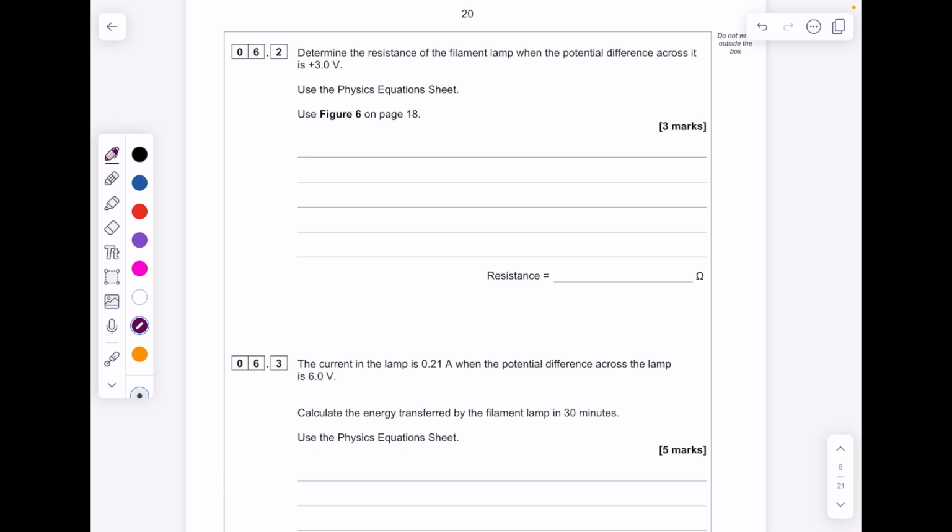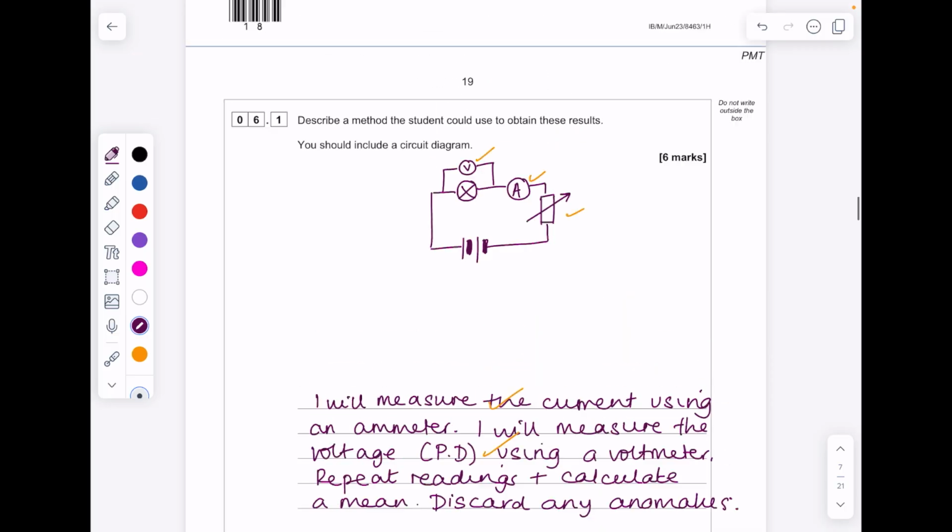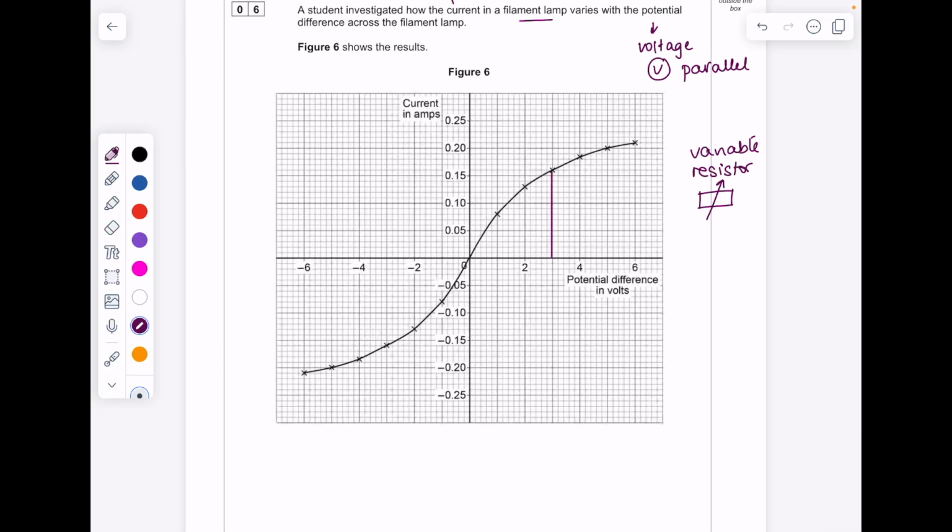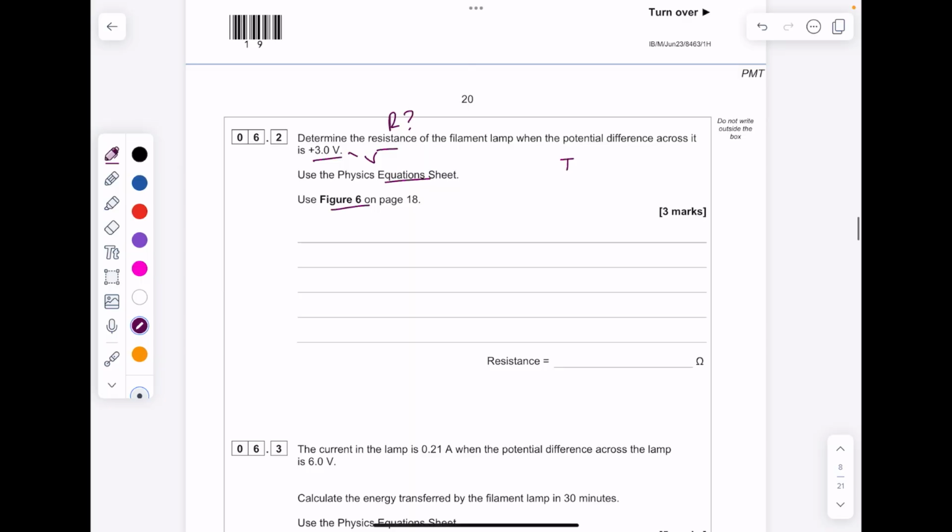Determine the resistance of the filament lamp when the potential difference across it is 3 volts. Use the physics equation sheet and figure 6. So we're after R, that's my voltage reading. So let's use the graph to find out the current when the voltage is 3 volts. Read that really carefully. It's 0.16 amps. Here's the equation I'm using. Sub in your values, divide both sides by 0.16. So our resistance is 18.75 ohms.